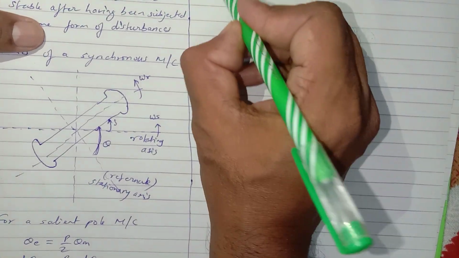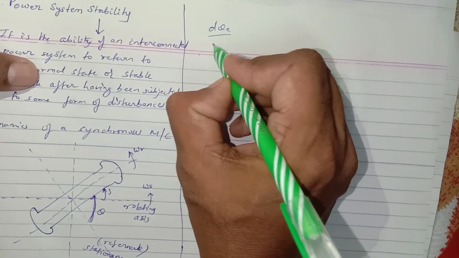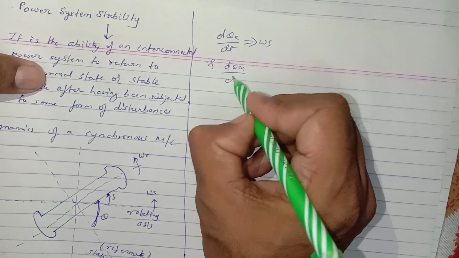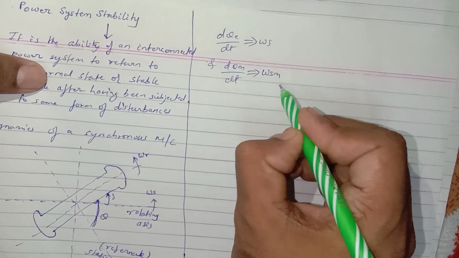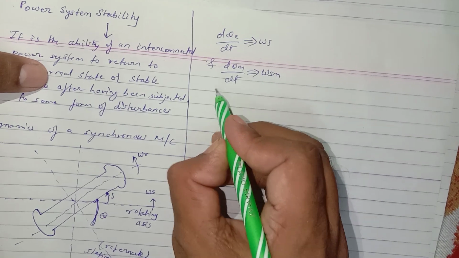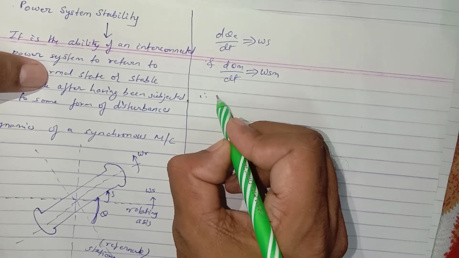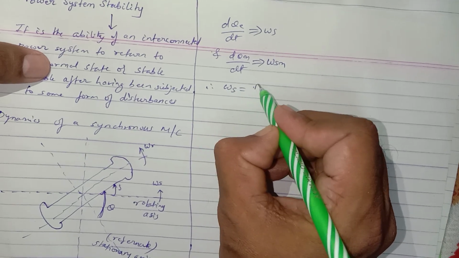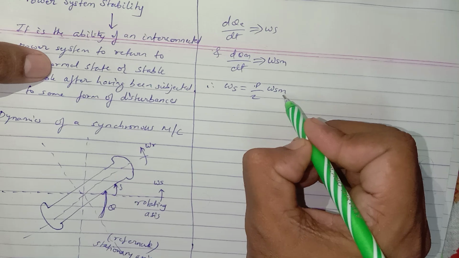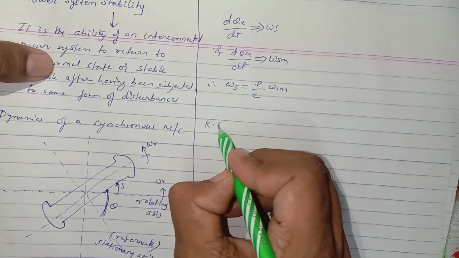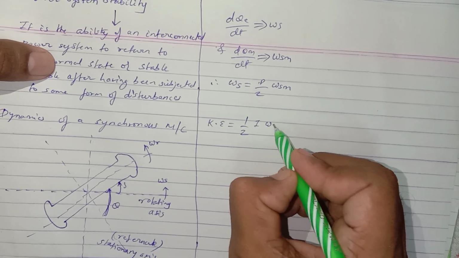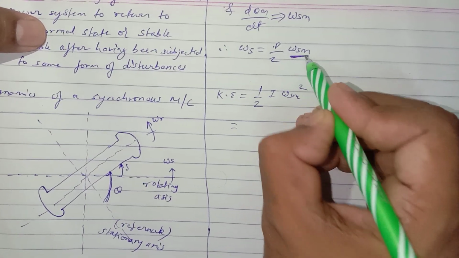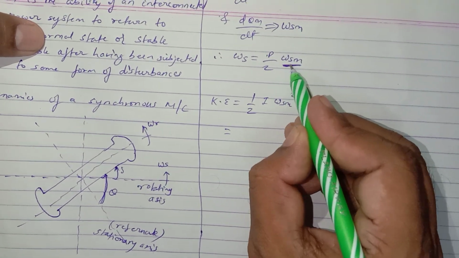So now we can write d theta E by dt as omega s and d theta M by dt as omega sm. M stands for mechanical angular displacement. So therefore now this equation becomes omega s equal to P by 2 omega sm. Now we also know that the kinetic energy is given by half I omega sm square. So from this equation we can get the value of omega sm. So put the value of omega sm from this equation to this equation.